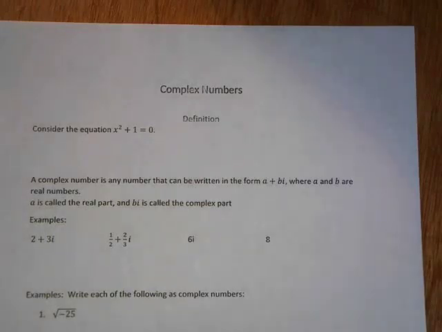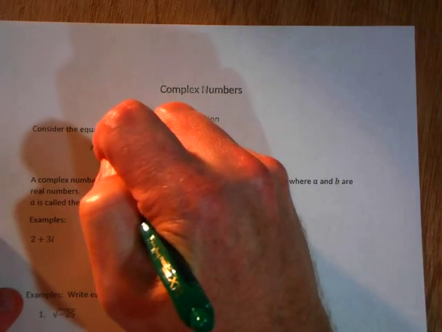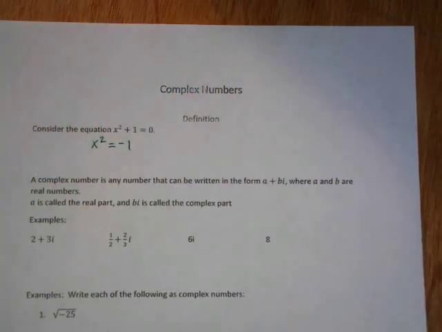Let's take a look at some complex numbers. Consider the equation x squared plus 1 equals 0. That's a pretty simple looking equation in a way, but leads to something very interesting. This is the same as x squared equals negative 1, just subtracting 1 on both sides. And what we see is that that equation has no real answer.